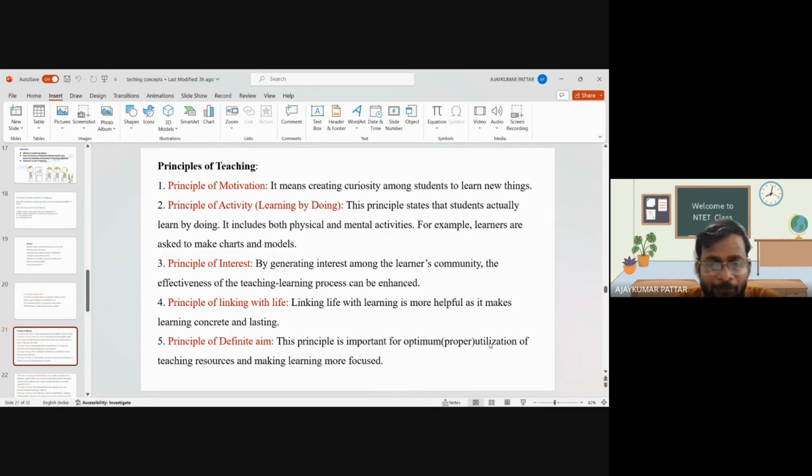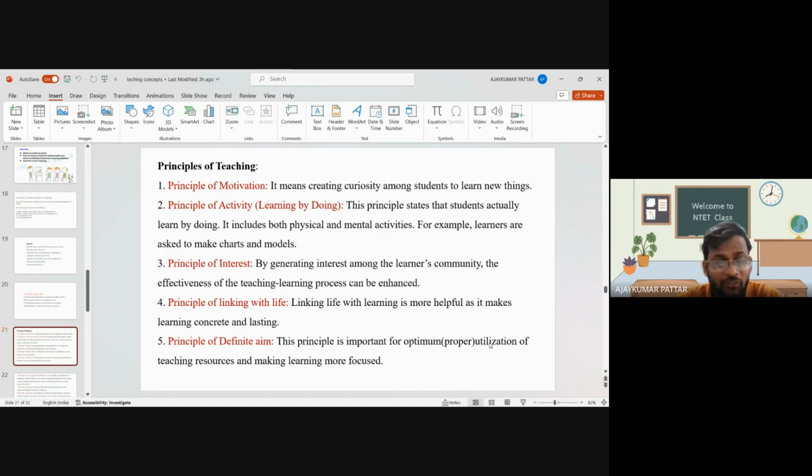If you are telling that daily yoga practice will give better health results, Brahmi Murti Uttishte, if in real life they are practicing, they will know more about that thing. They will experience those teachings in an effective manner. That is the concept of the principle of linking with real life.